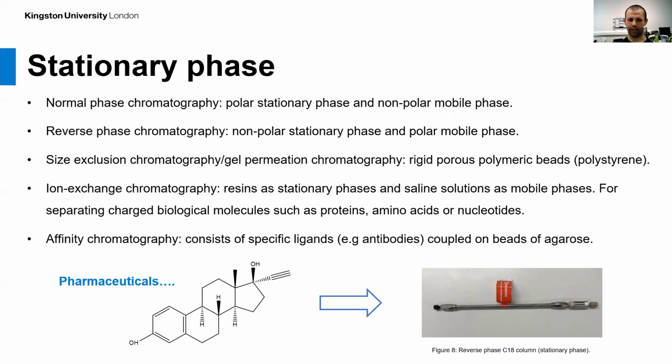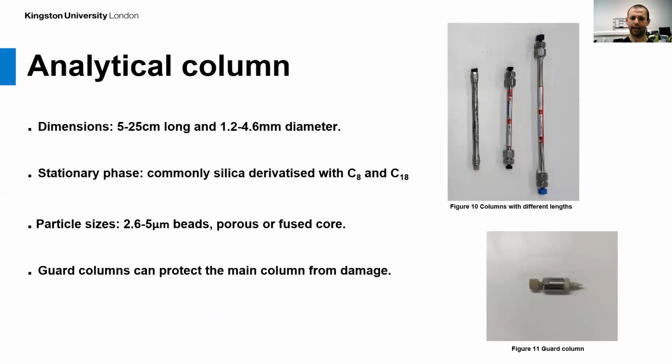So in our project, we need to detect the pharmaceutics in ground and wastewater in Thailand using a reverse phase C18 column, the most used stationary phase. Analytical column: the typical analytical column used in HPLC has dimensions ranging between 5 to 25 centimeters long and 1.2 to 5.6 millimeters in diameter.